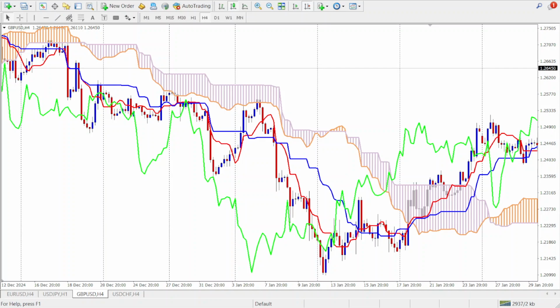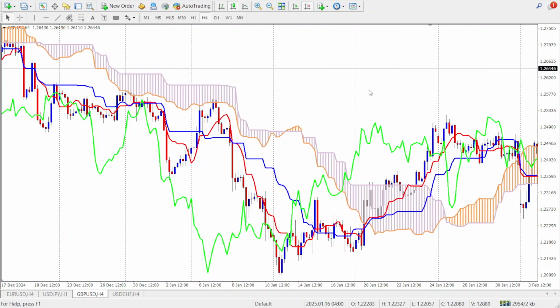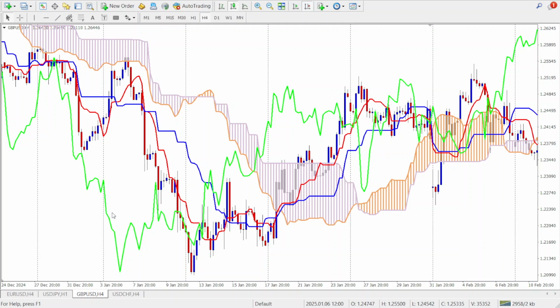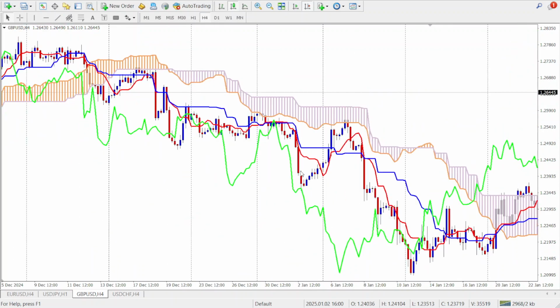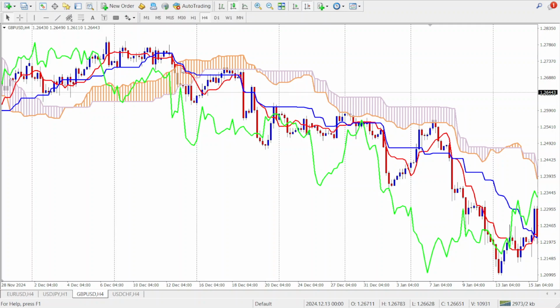So to put all these strategies into practice, here's a simple approach. Look for the price to be above or below the cloud. Remember, the cloud is this hatched area, to determine the overall trend. Then use the Tenkan Sen and Kijun Sen crossovers for entry signals in the direction of the trend, meaning for a sell trend, price must be below the cloud, and then you look for a bearish crossover, the Tenkan Sen crossing below the Kijun Sen, below the cloud.